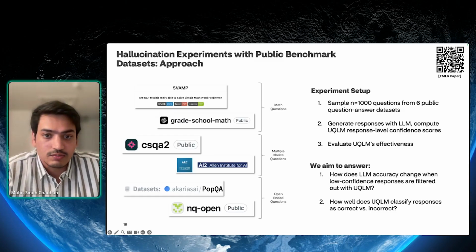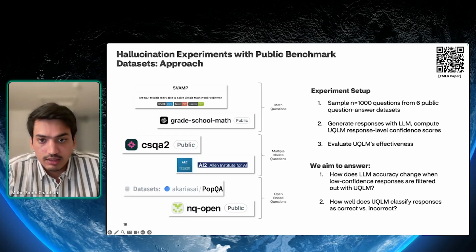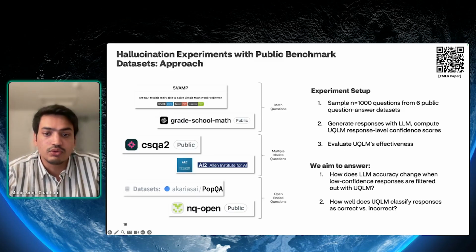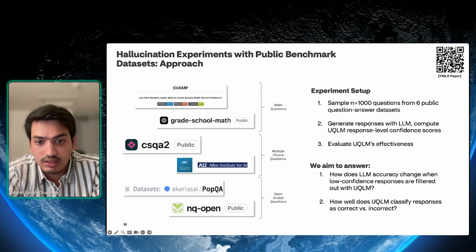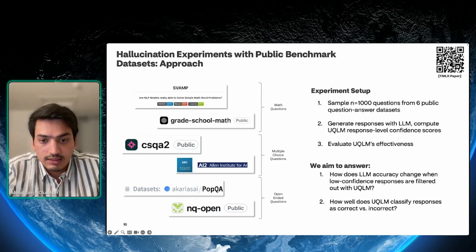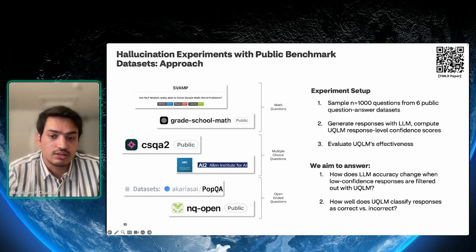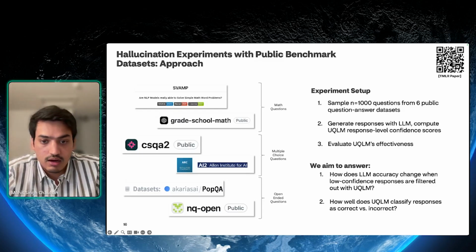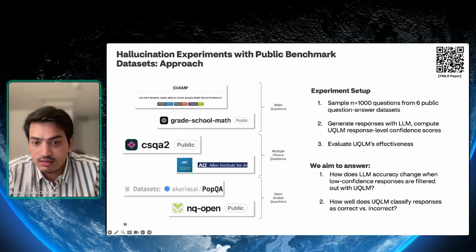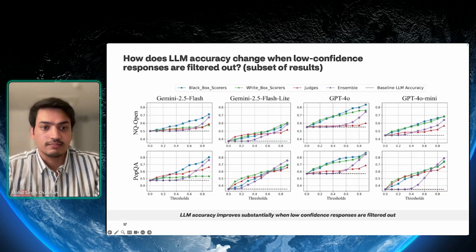So here is how we did the experiment. We sampled 1,000 questions from each benchmark, which contained question-answer datasets. And then we used the questions and generated responses using various LLMs and computed the response-level confidence scores using UQLM. Then we wanted to evaluate the effectiveness of UQLM. And in order to do that, we looked into 2 things. First is how does the LLM accuracy change if you remove the low confidence responses? And second is how well does UQLM classify responses as correct or incorrect? Next slide.